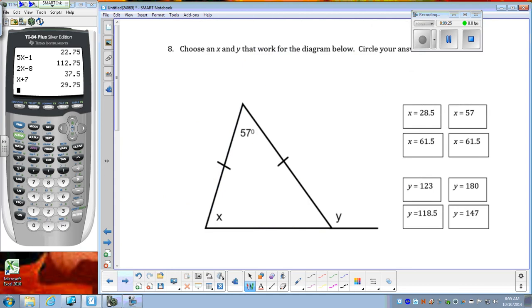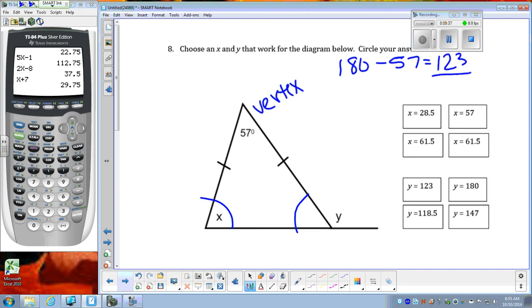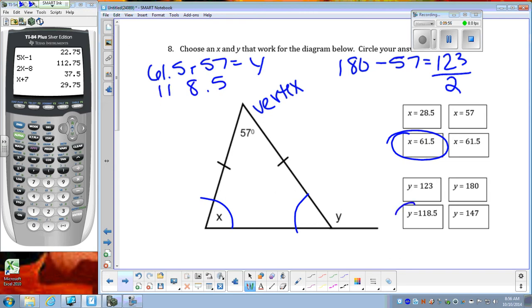For number 8, I'm going to do the same thing. I know that these two angles here have to be congruent because the 57 is my vertex angle. 180 minus 57 is 123. Divide that by 2. And I get that x is 61.5. And then I have to add 61.5 plus 57 to get me y. So that's 118.5 for y. So there's number 8.